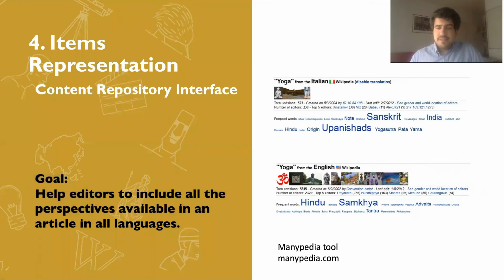Number 4 is items representation. So once we have modeled and captured all the perspective at the statement level, we must represent them through the interface in order to help editors see which are more common and which are missing. Some studies do this by counting the number of links versions of an article have in common. And it's really a useful way to see which are more and more popular.